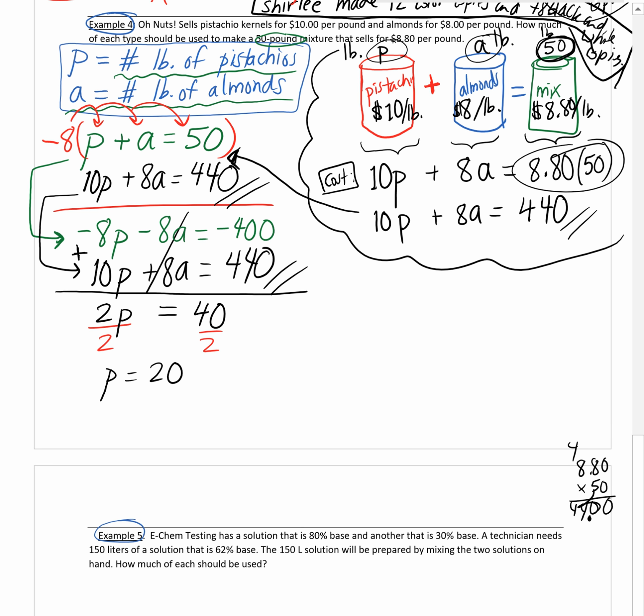And remember, P is the number of pounds of pistachios. So there must be 20 pounds of pistachios. All right, so we got that. How about almonds, though? How would I find that out? Well, I'll substitute P equals 20 into one of the original equations.